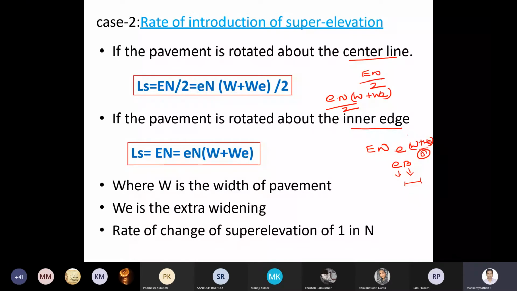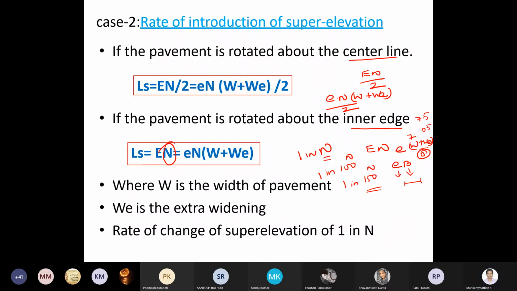So this is nothing but the total width, capital B. This might be 7 meters for the two lane, plus the extra widening, which you might estimate as 0.5 meter. So the overall value is 7.5 meters. That is the way we have modified the equation. This N is basically the rate of introduction of super elevation, defined as 1 in N. That means 1 in 100, 1 in 150. So this is the way we explain it, the representation of the value of N. So 150 or 100 will be the N we need to substitute in that particular equation.